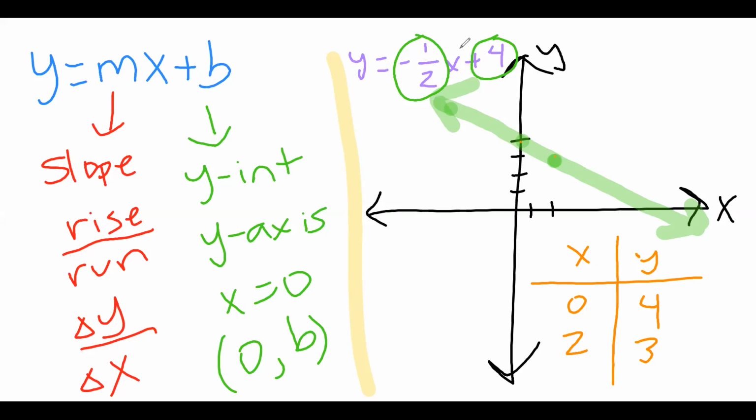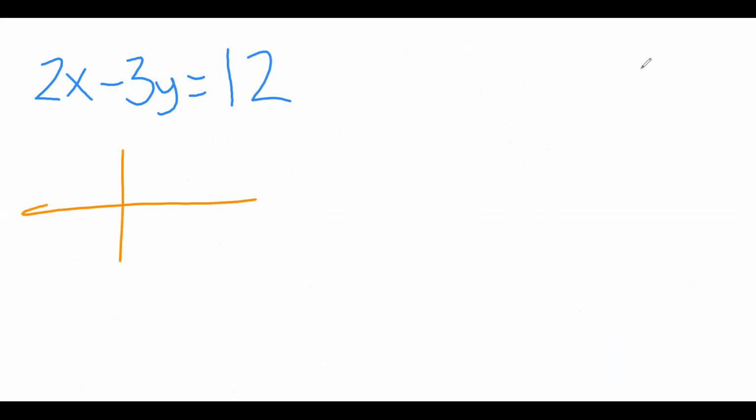And you could have done it that way in order to graph it. The other thing that we can do is, sometimes the equation is given in standard form and not slope-intercept form. So let's say it's 2x minus 3y is equal to 12. Using the whole table idea, we can very easily find the x- and y-intercepts.